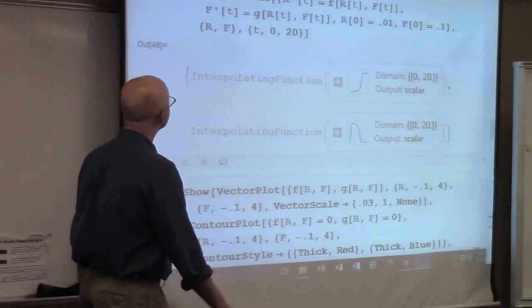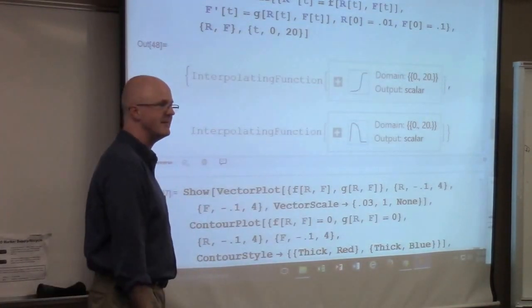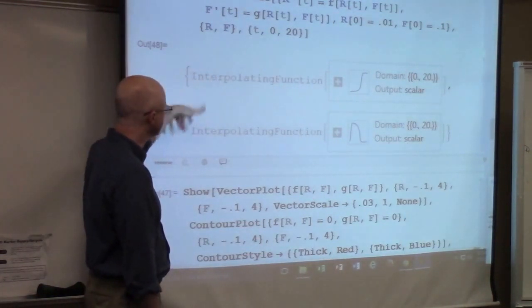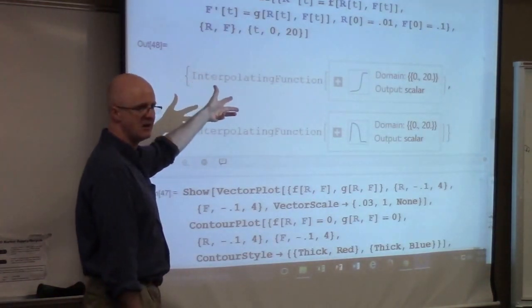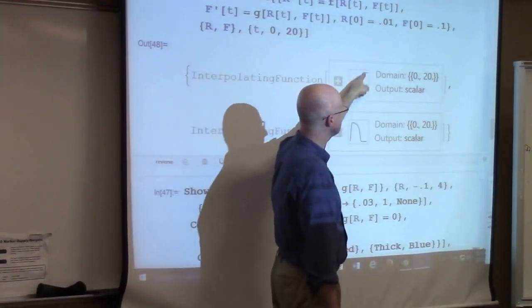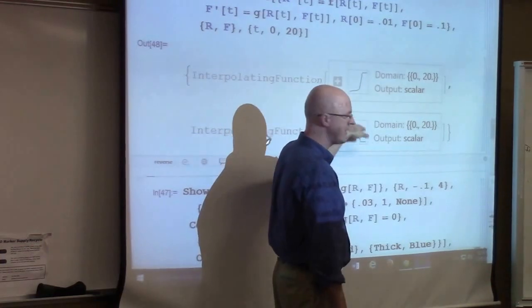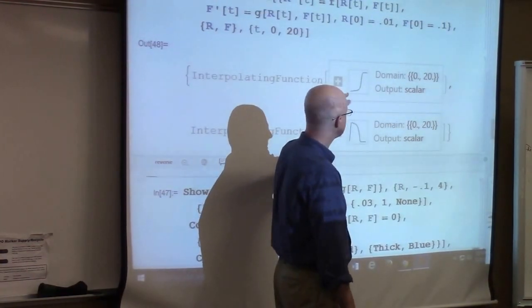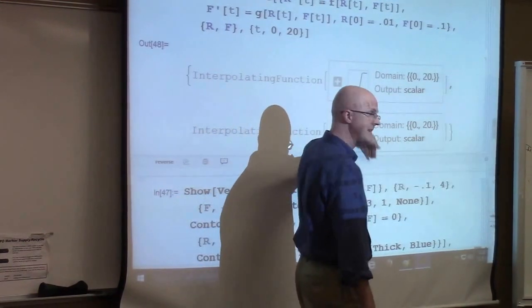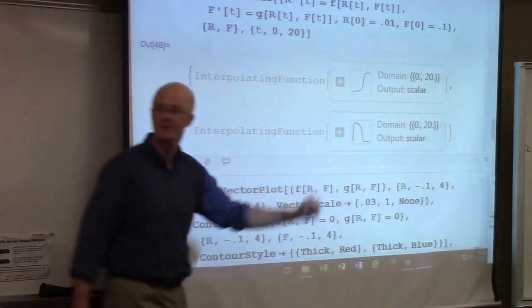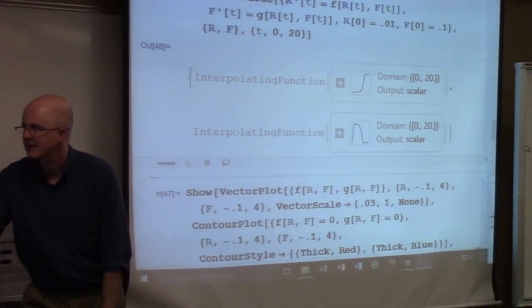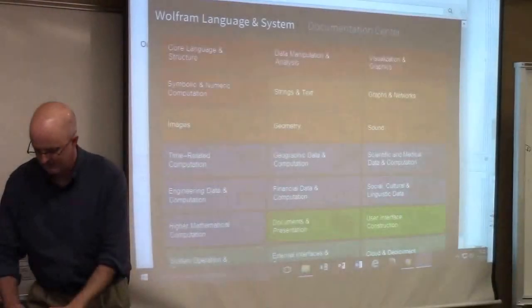What happened? It did solve it. It's representing the solution in its memory in some way is what this stuff means, in terms of what it calls an interpolating function. This is the R function. This is the F function. You do see the rabbit population is stabilizing toward a value, and the fox population goes up, then down, and they die off. Can we put this together in a parametric curve? Bear with me here. I think I should not have gotten rid of that documentation center.